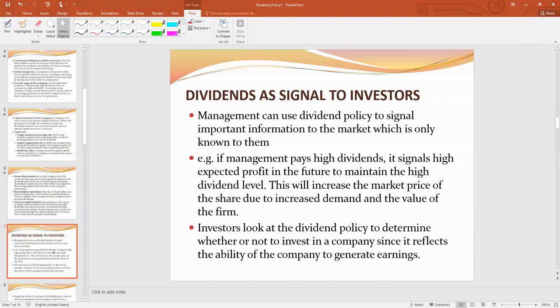Then we discuss the theory, the so-called dividend theories. The first theory is called the information, actually let me just write it down, sometimes this can be called the information signaling theory.